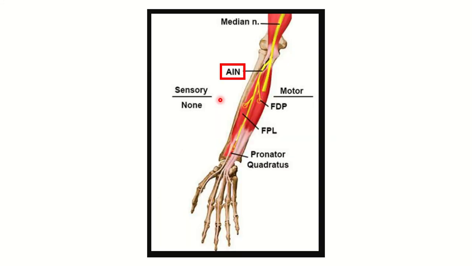This is the anterior interosseous nerve, which originates from the median nerve and supplies the flexor pollicis longus and flexor digitorum profundus. So if the extra head is present, it will interrupt the nerve like this. So this anterior interosseous nerve will be compressed and this symptom produced.